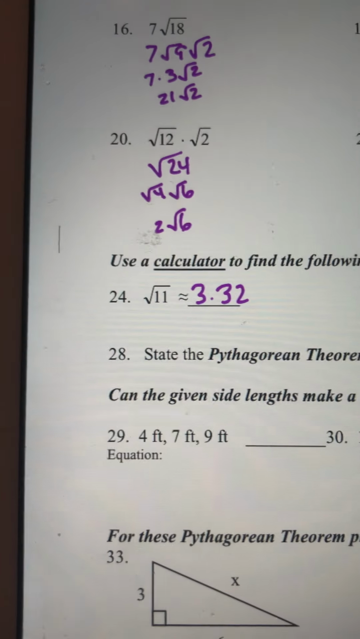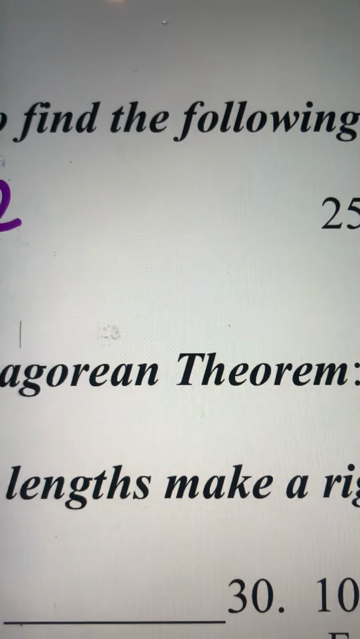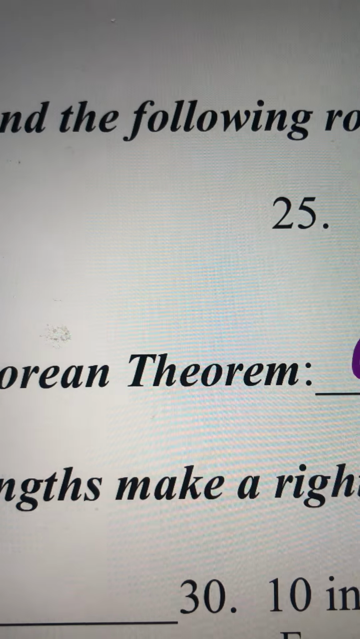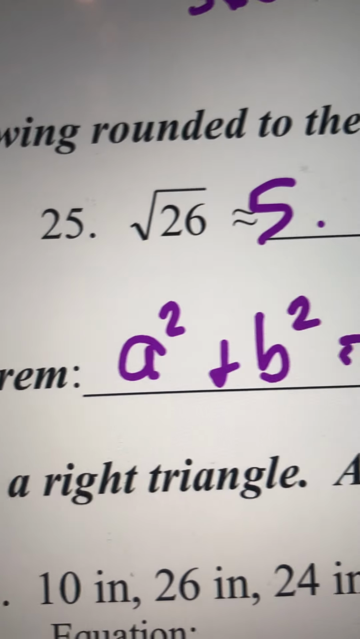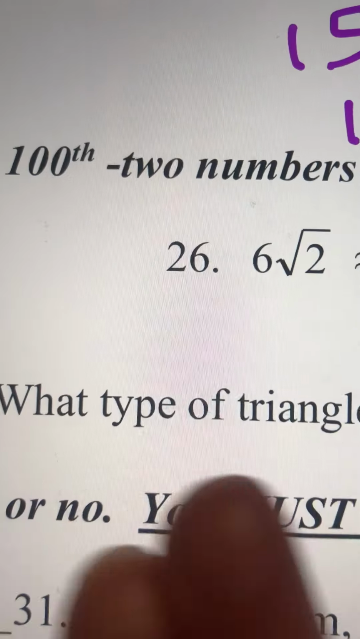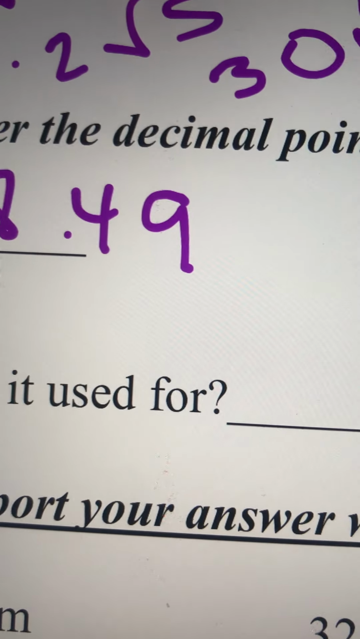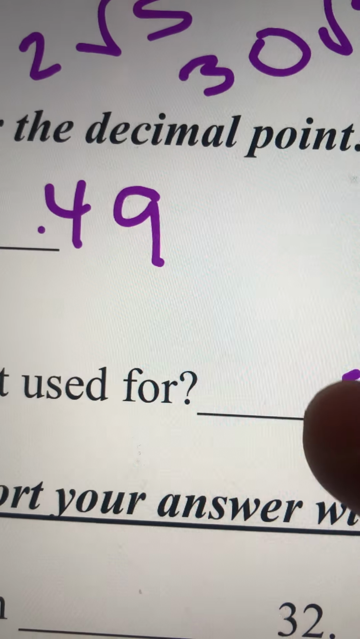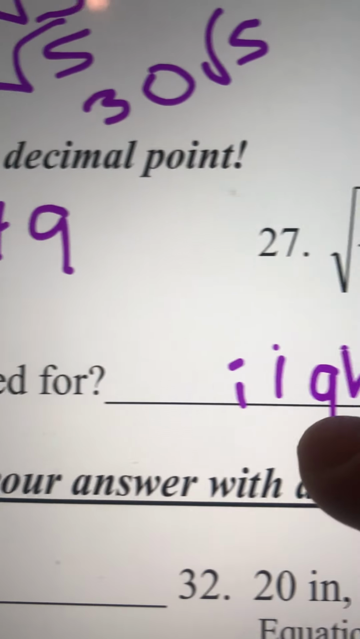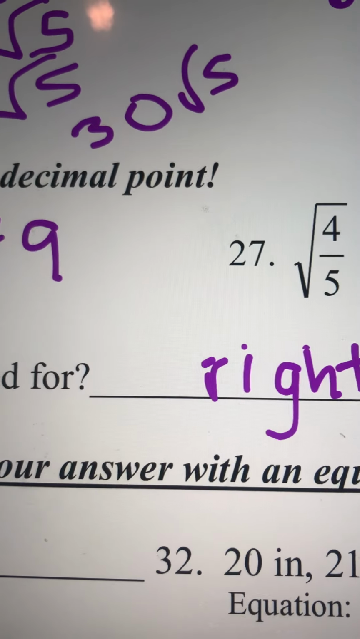Okay, so now we transitioned to Pythagorean Theorem, which we have always known. The Pythagorean Theorem, a squared plus b squared equals c squared. I always ask what type of triangle. It's always used on a right triangle, that's an R, right triangle.